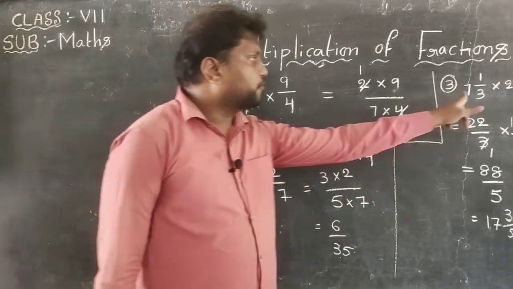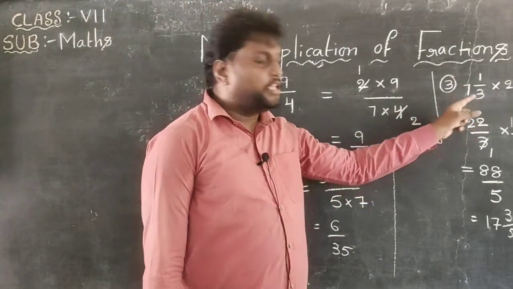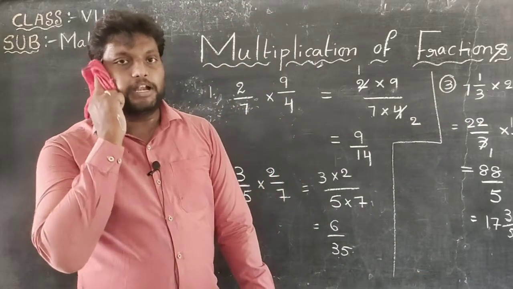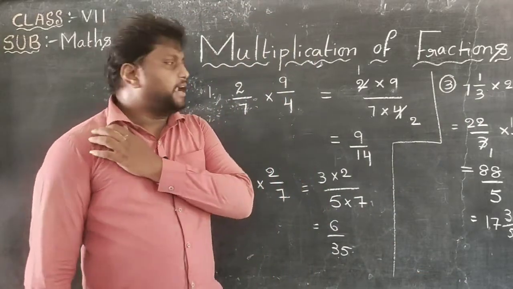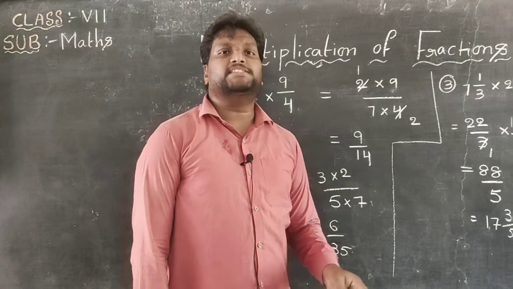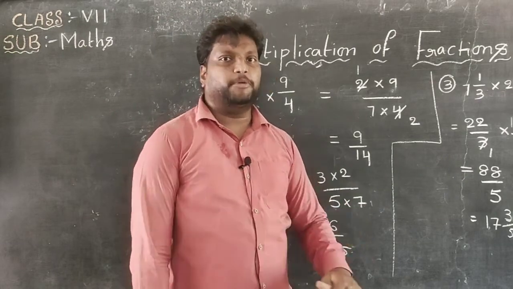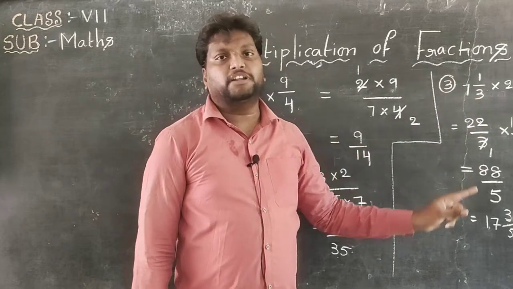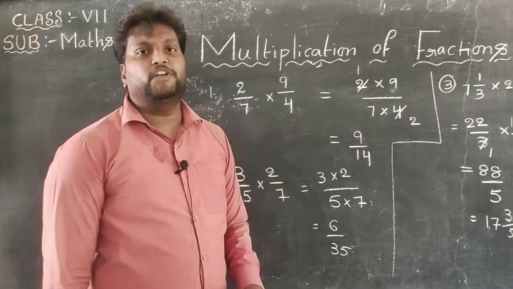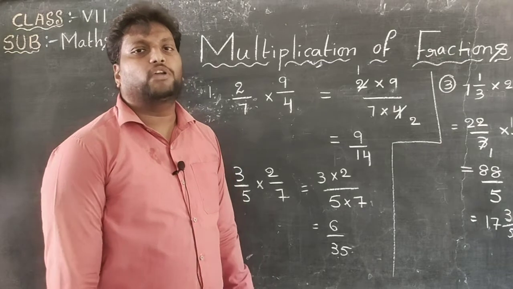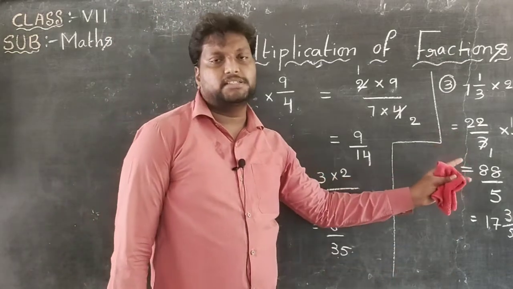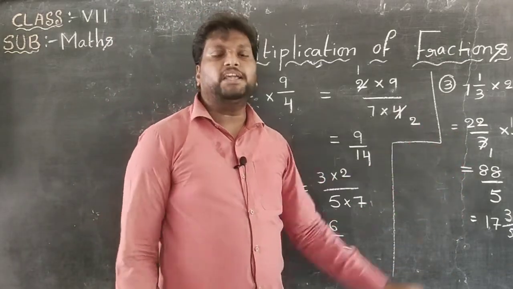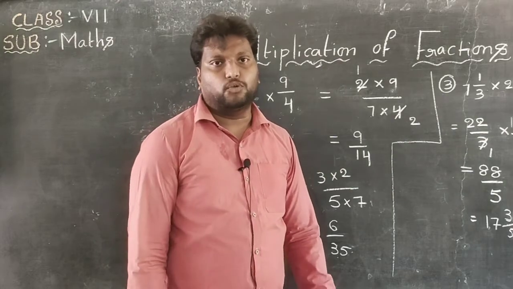Once again I repeat. First of all, convert the mixed fractions into improper fractions. After that, just multiply the numerator with the numerator and the denominator with the denominator. Check if cancellation is possible between numerator and denominator. Take the combination of numerator and denominator only. Don't do cancellation between two numerators or between two denominators. Cancellation is possible only between a numerator and a denominator. Okay.